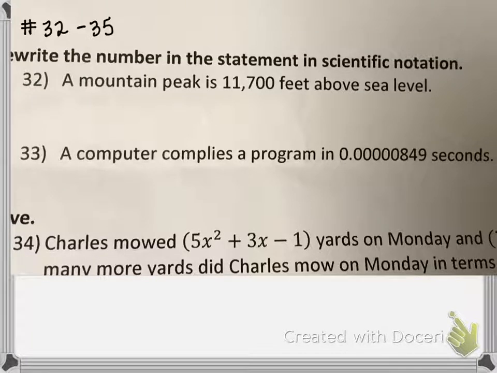So if you take a look at number 32, you're told to write the statement in scientific notation. So right here, scientific notation. That means we want the general format of a times 10 to the nth power. And the n can be positive or negative. And the a should be a number that's between 1 and 10, just not equal to 10.